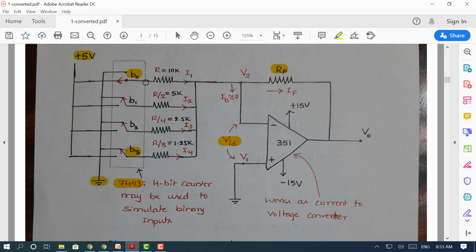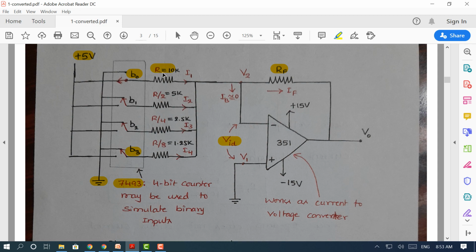Now when it comes to the resistors, you can see we have chosen them smartly. The resistor in the first branch we have taken as R. Let's assume R as 10 kilo ohm. The other resistors we have used are R by 2, R by 4, R by 8. The resistors used here resemble binary weights, so they are R divided by 2, 4, 8. That's very important in this circuit.